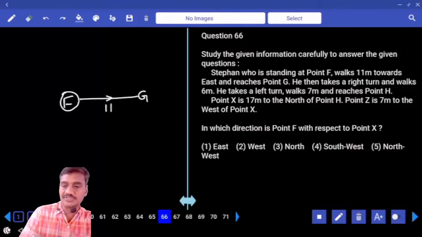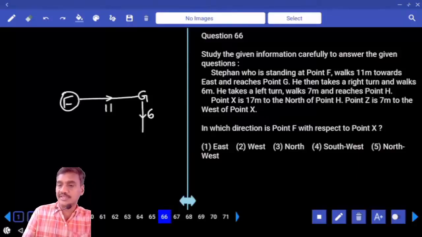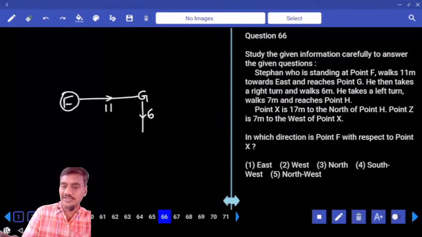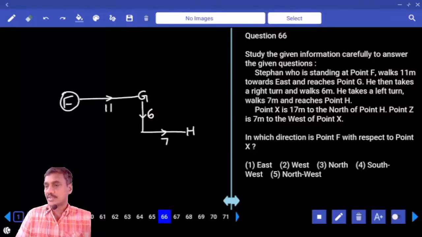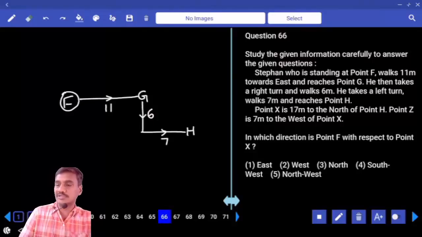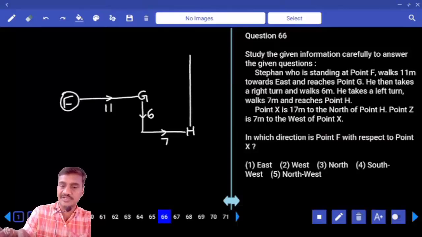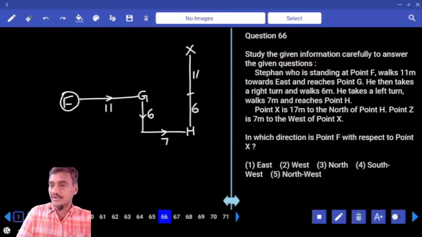Now this is point G. From G, he then takes a right turn and walks for 6 meters towards his right hand side. Then he takes a left turn and walks 7 meters and reaches point H. And next one, X is 17 meters to the north of H. From H, how far is X? 17. 17 means this is 6 and this is 11. Now this X is 17 meters to the north of H.